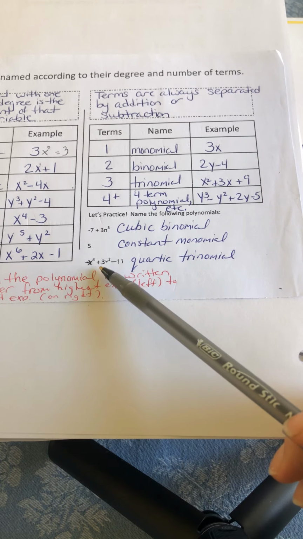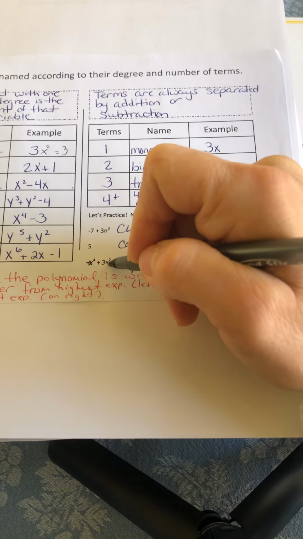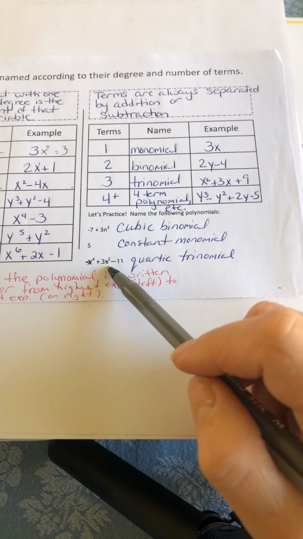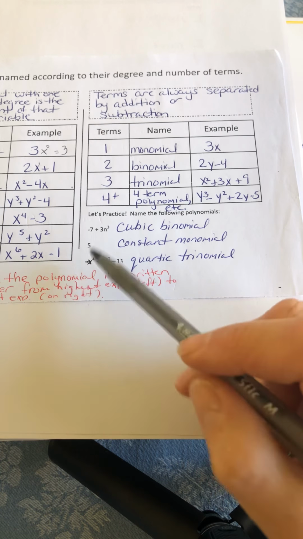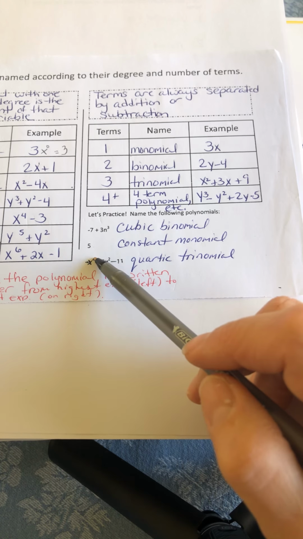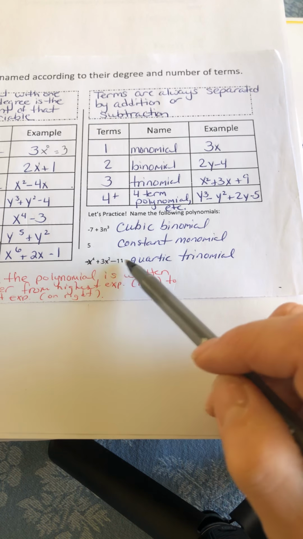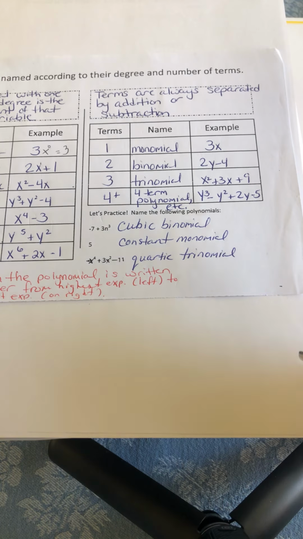And on the last example here, I have negative x to the 4th plus 3x squared minus 11. So this is a degree of 4. This is a quartic. I have 3 terms. I call it a trinomial.